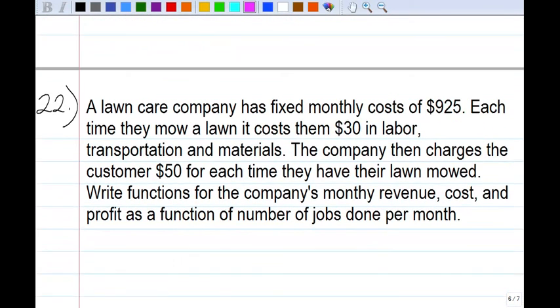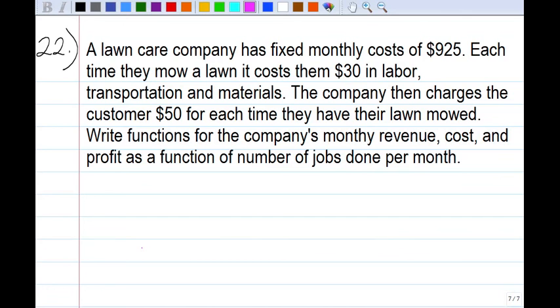All right, number 22 says a lawn care company has fixed monthly costs of $925. Each time they mow a lawn, it costs them $30 in labor, transportation, and materials. The company then charges the customer $50 for each time they have their lawn mowed. Write functions for the company's monthly revenue, cost, and profit as a function of the number of jobs done per month. So we're going to have x equals number of jobs done per month.